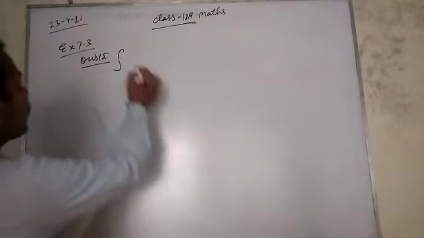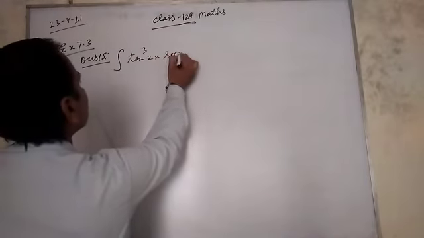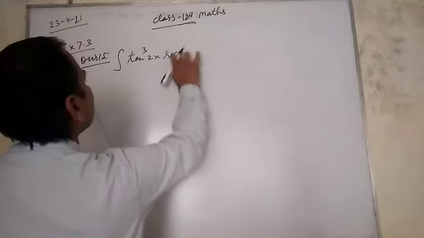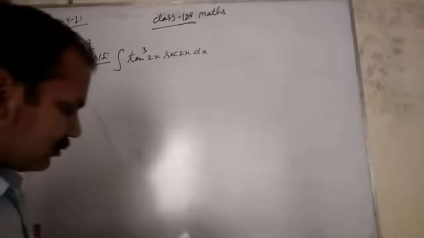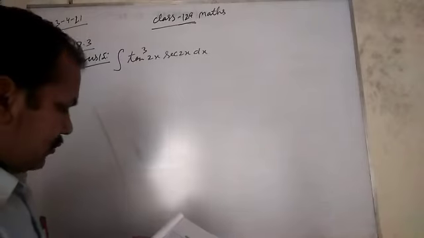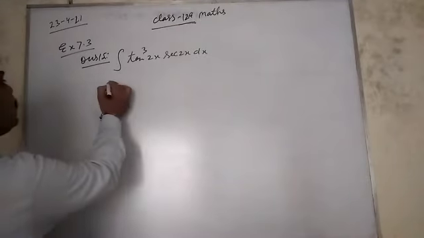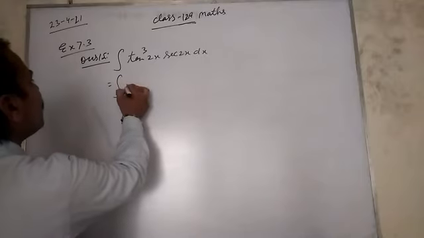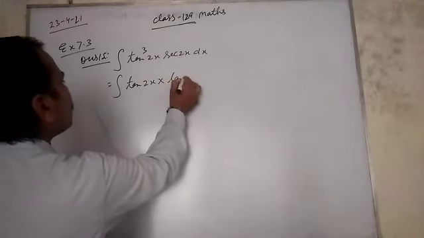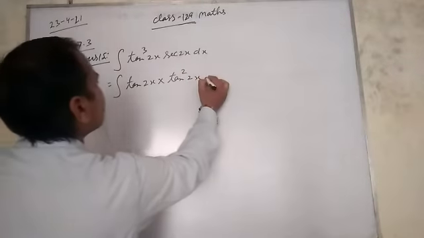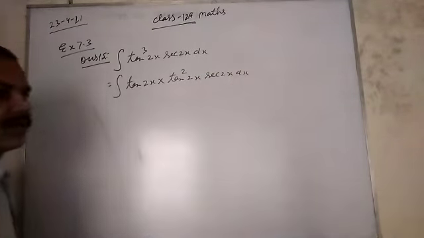Question 15: tan cube 2x sec 2x dx. So tan cube 2x, you write as tan 2x into tan square 2x and sec 2x dx. Clear?